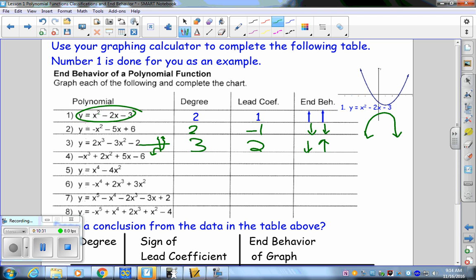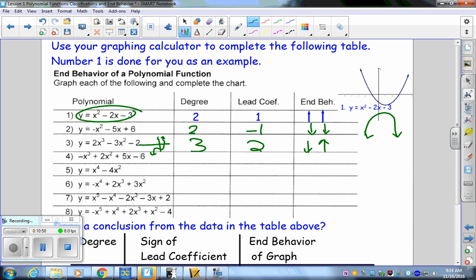My left arrow is pointing down, and my right arrow is pointing up. All right, my next one, negative x to the third plus 2x squared plus 5x minus 6. Zoom 6. So just a heads up, when I'm recording, I can't pull up the online calculator. It won't physically record that. It's only going to record what's showing in my Smart Notebook. So that's why I'm not showing you my calculator.